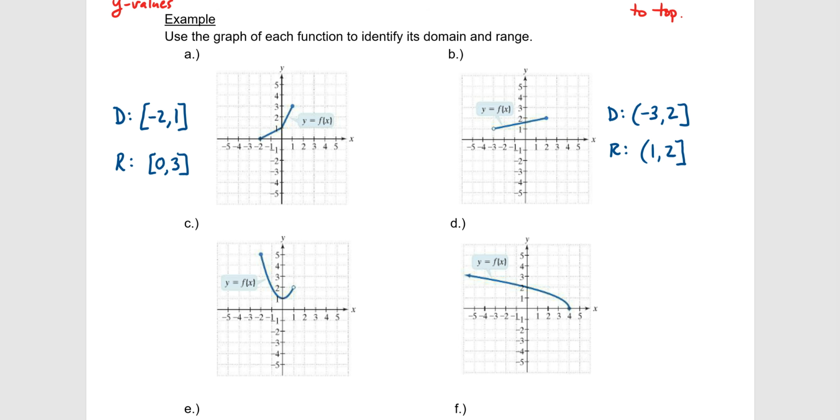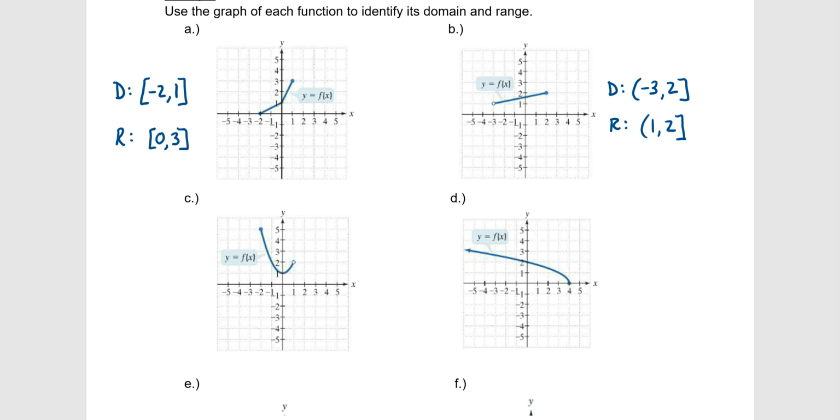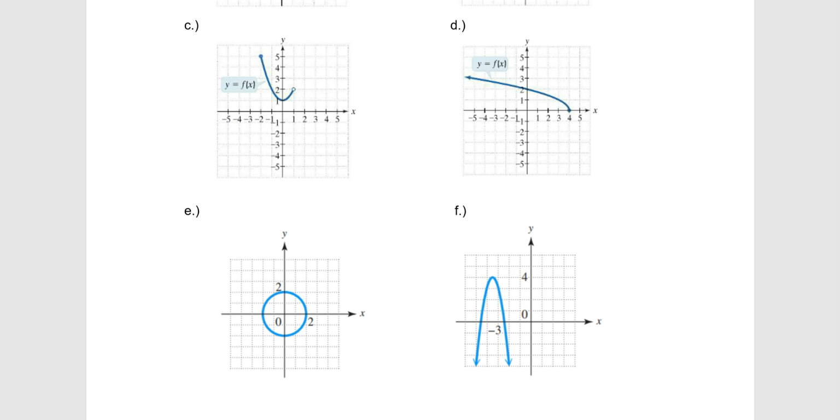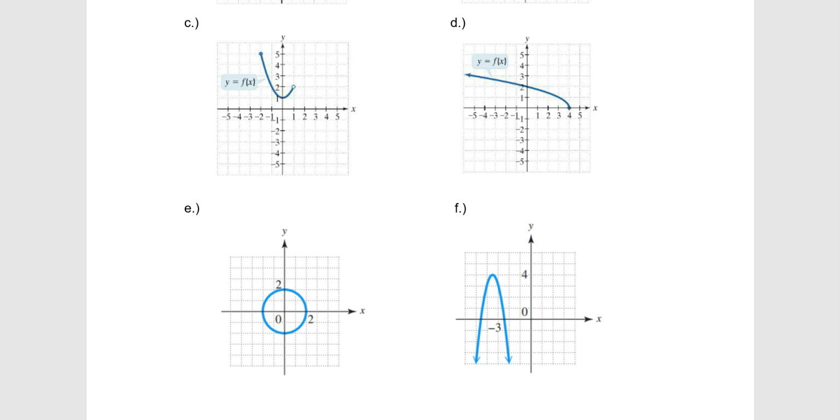Okay, and now for C, finding the domain first and scanning it left to right. So it starts right here at x equals -2, and then it goes right here until x equals 1. So this is going to be -2 to 1, and it has a filled in circle for -2 and an open circle at +1. So bracket on the -2 and parenthesis on the +1.